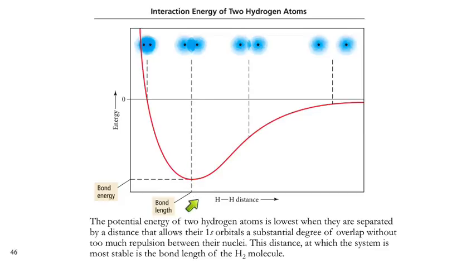So this is the predicted bond length for a hydrogen-hydrogen bond. It's the distance between the nuclei when the energy is at its lowest. And this is the bond energy. By getting together like this, their energy is lowered this much. The bond is forming, and so in order to break that bond, you're going to have to exert this amount of energy to overcome that.